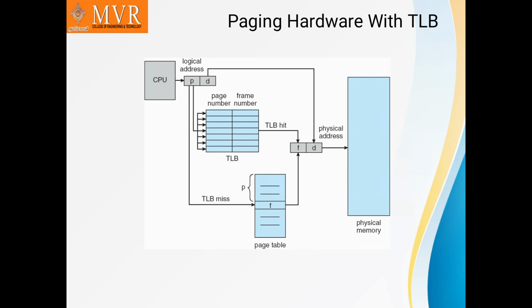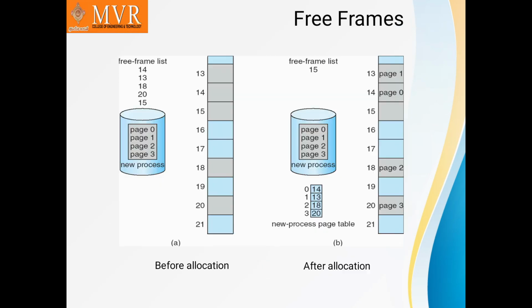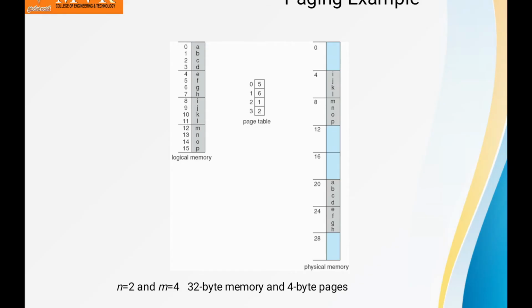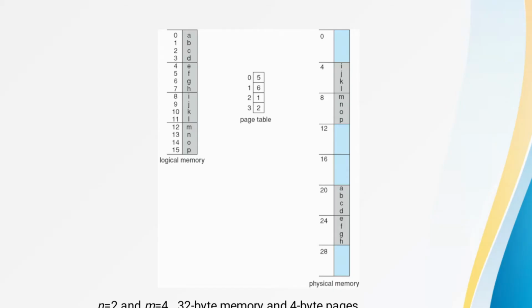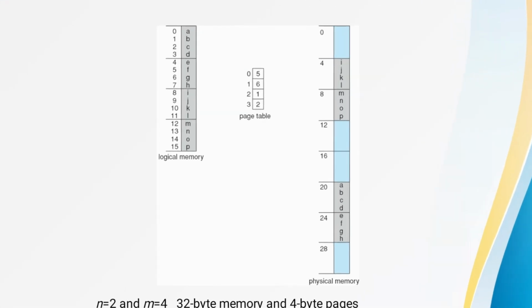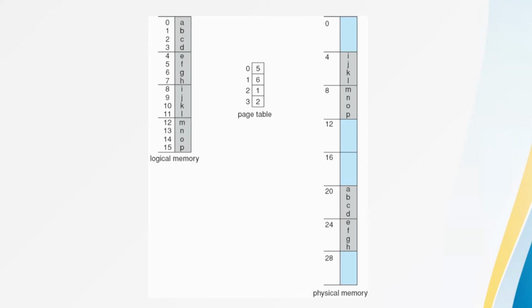This is the page table. In the previous class I explained the paging example. See here clearly. Again I repeat, in case you did not understand. This is the logical memory, and this one is the physical memory.